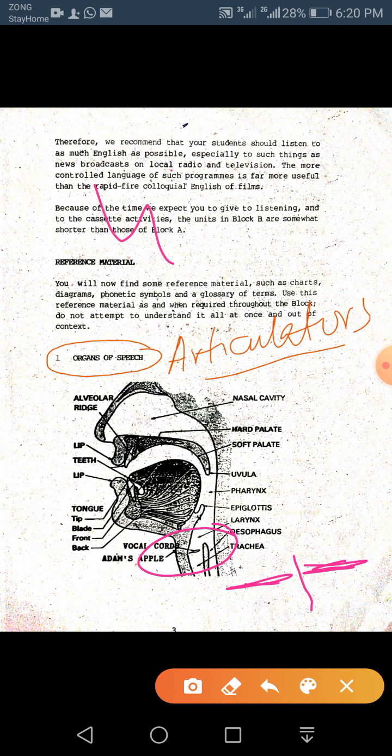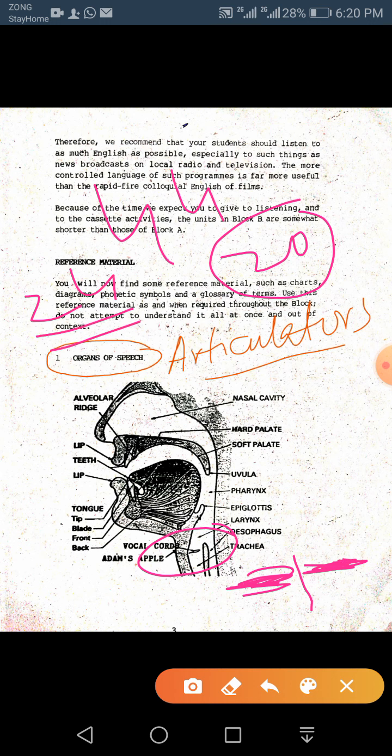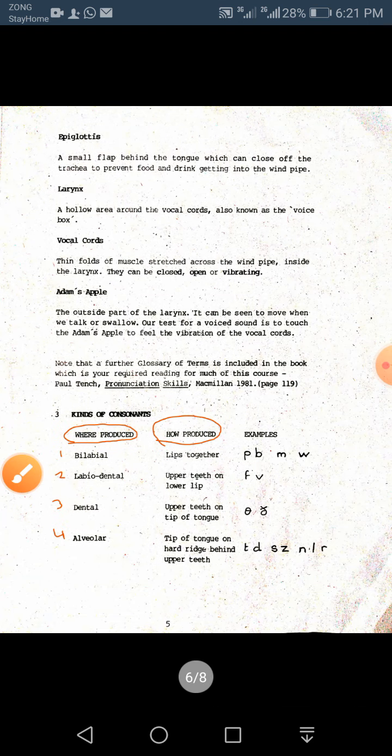Out of 44 phonemes, the 20 vowels are voiced. That is, in the production of vowels, the vocal cords vibrate. Now, out of the 24 consonant sounds, almost 11 are those in which the vocal cords vibrate. We can study them later on, but I think half of the consonants are also voiced. So voicing is an important feature.